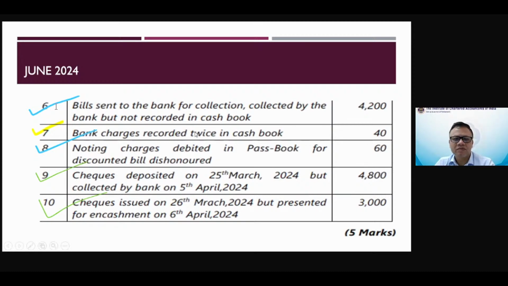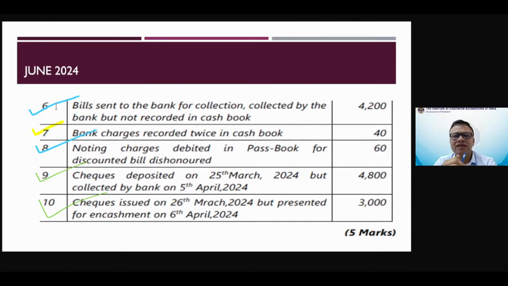Sir, can you explain noting charges once again, what it is? Noting charges means whenever a bill is dishonored, the bank will take some dishonor charges. Like for checks, they take return charges. In the bill of exchange, they call it noting charges, and they have deducted 60 rupees from the company account. So the same thing is not known to the cashier.